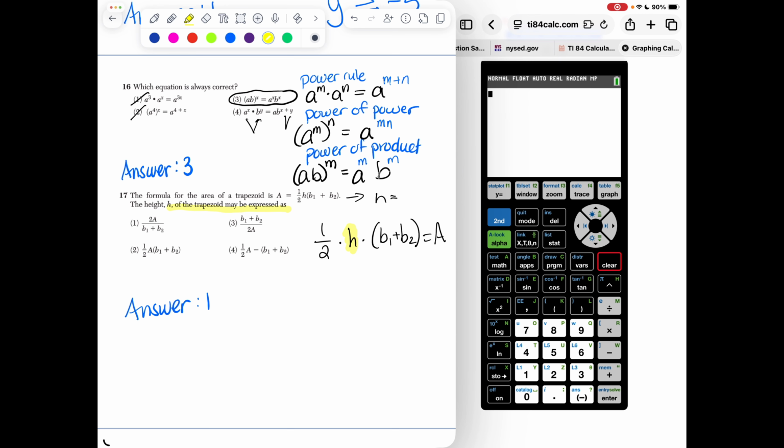So if this was just something as simple as 3x is equal to 5, you know you would just divide this by 3. You would divide both expressions by 3 to isolate the x. You're going to do the exact same thing here, where in this case, let's get rid of this part first, the b1 plus b2, the sum. So I'm going to do that to both sides. So now I have 1/2 h is equal to a, again giving myself a little bit more space here, a divided by b1 plus b2.